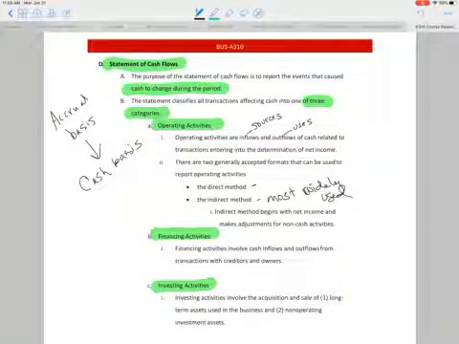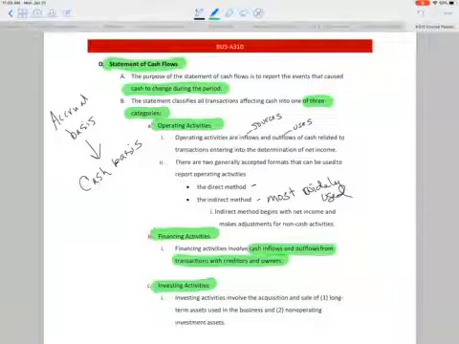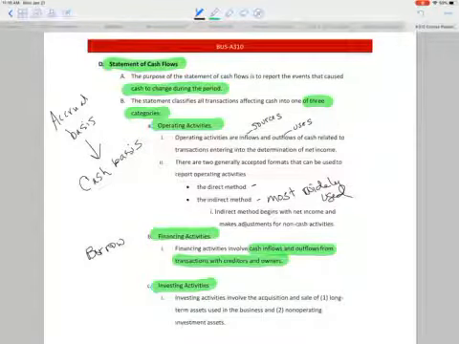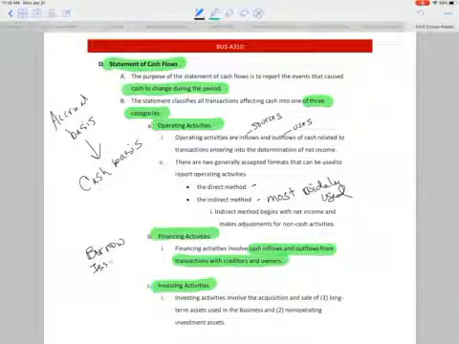So operating activities are all the activities that happen in the normal course of business. Financing activities would be the cash inflows and outflows from transactions with creditors and owners. So this is how we're going to finance the business. If we borrow money, take out a loan, that would be a financing activity. If we issue stock, that is a financing activity.